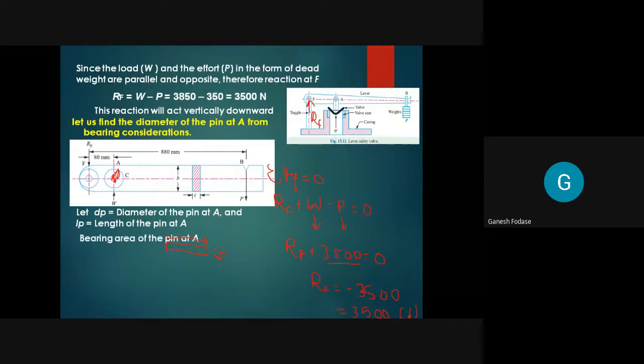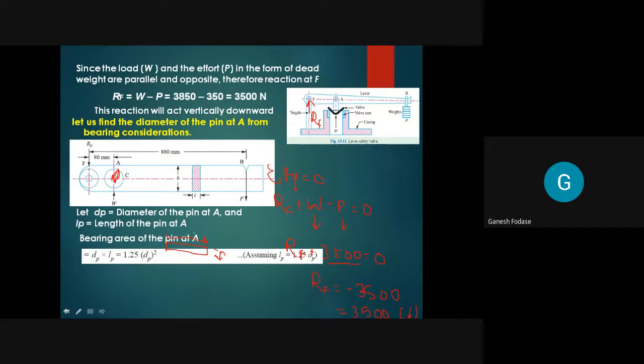Now we know that the bearing pressure of the pin at A is given, and to find it there is one formula. How can we find bearing pressure? It is similar to crushing stress. Bearing area, crushing area: the area in contact, length is LP and diameter is DP. So the bearing pressure area will be DP into LP. I think why it is DP into LP.